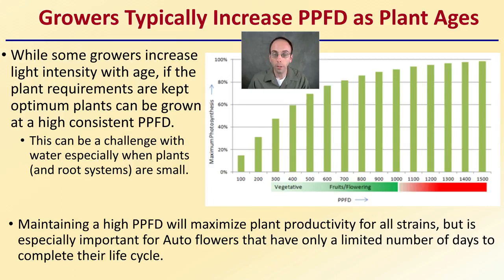But as the graph here shows, whereas we're increasing those intensities with the vegetative going to fruits and flowering, kind of going to the end here, this potentially could be brought up much sooner. Because maintaining high PPFD will maximize plant productivity for all strains, but is especially important for autoflowers that have only a limited number of days to complete their life cycle. So you want to give the plant as much light as it can handle without burning it or causing negative setbacks, and typically this can be a little bit higher than what growers often provide their plants.